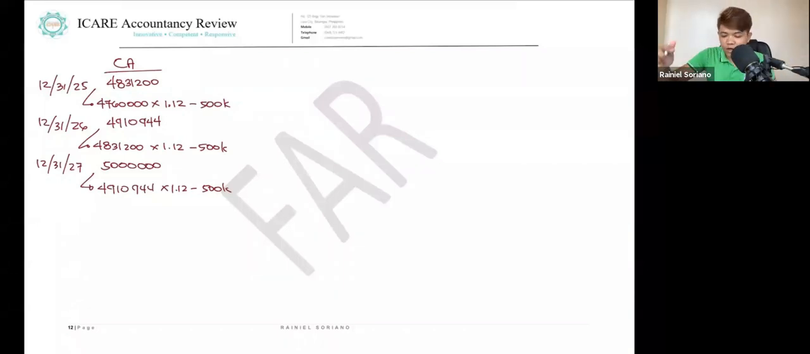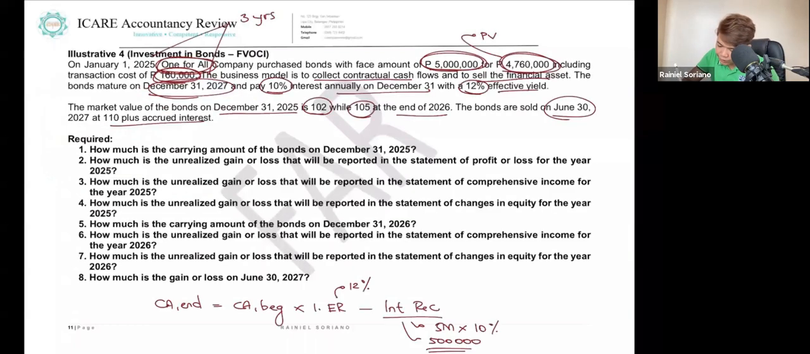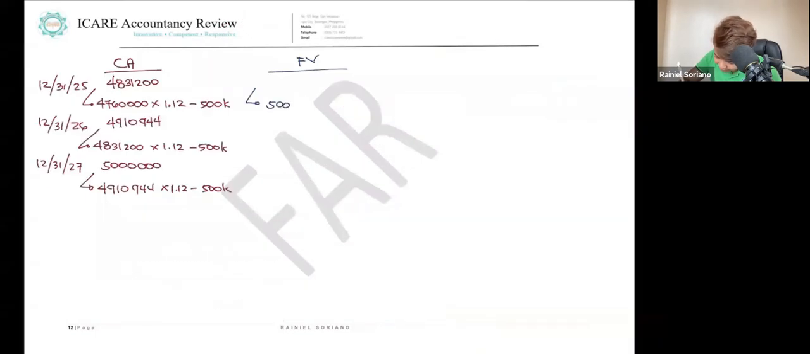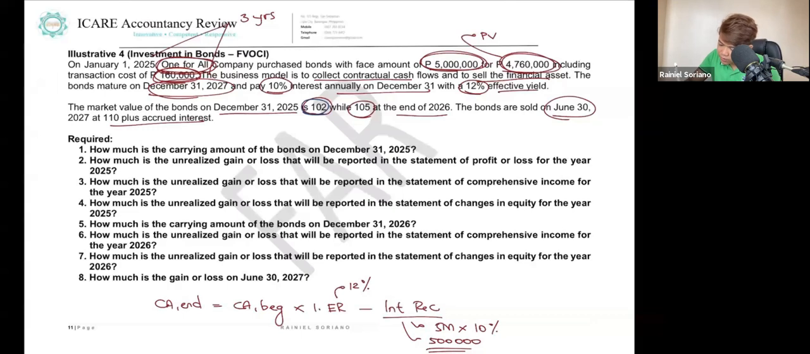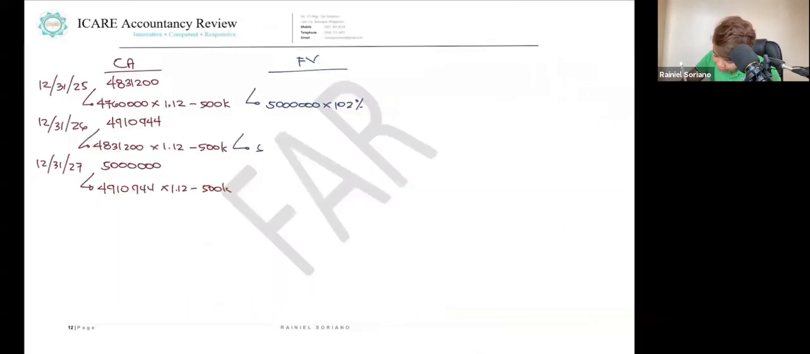Alright. So ngayon ganito. After that, let's now compute, no, the fair value. So compute ngayon natin yung ating fair value. Okay? So lalagay ko dito, fair value computation. So fair value ng December 31, 2025, magkano? According to the problem, 102 yun, no? So ang ibig sabihin, 5 million times 102%. Okay? Pagdating naman ng 2026, magkano? Pagdating ng 2026, 105 na daw. So 5 million times 105%.